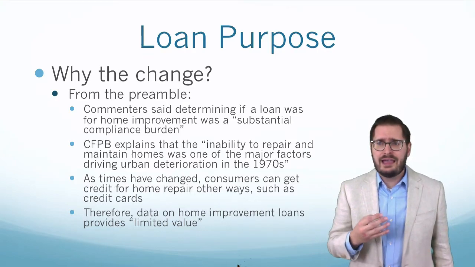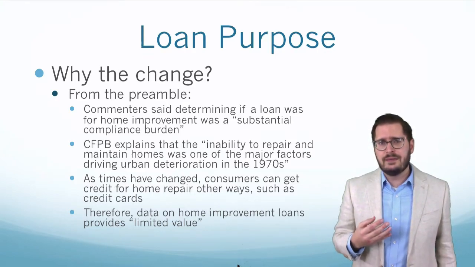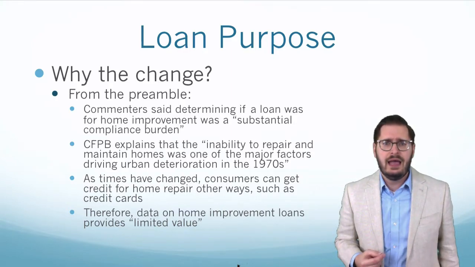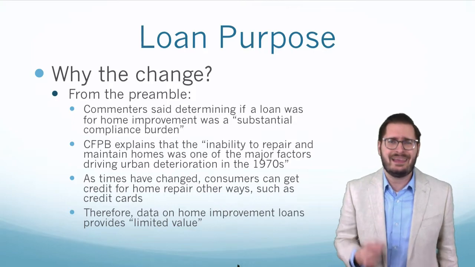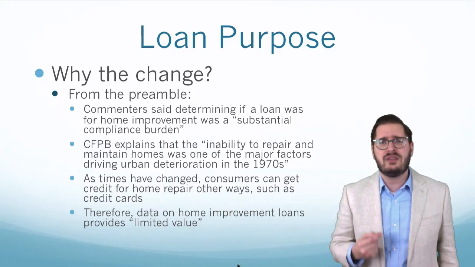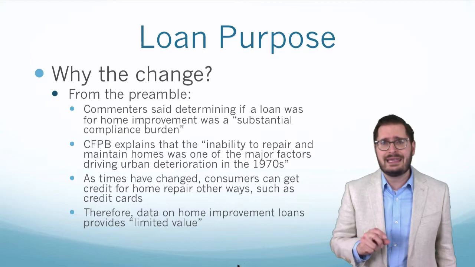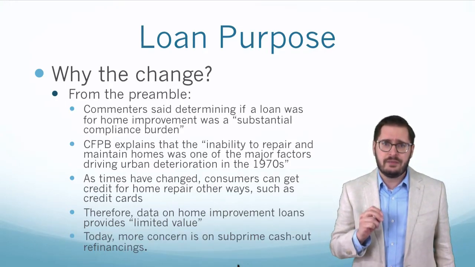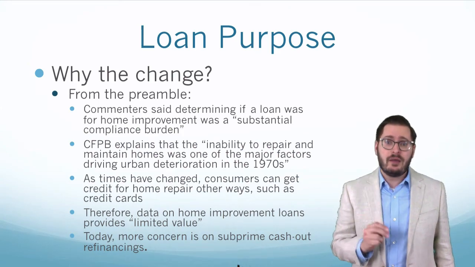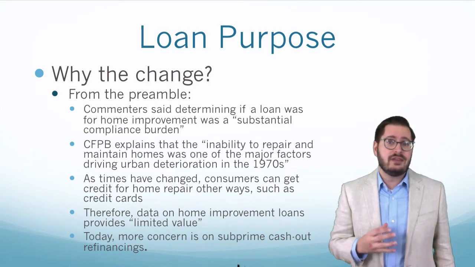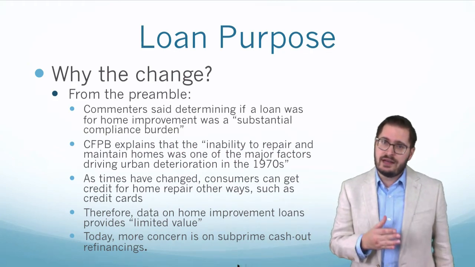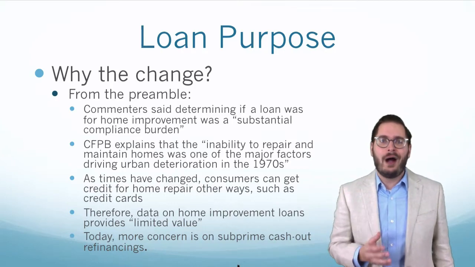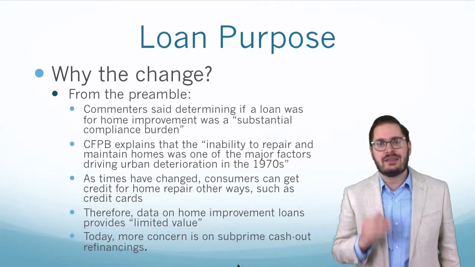And in fact, in 2012, of all of the reportable loans, home improvement only comprised 4%. And they found that to be of very limited value. And what they found was the better value was in whether or not a cash out refinancing was reported, because they're seeing some major concerns right now with subprime loans that are often cash out refinances. A lot of cash out refinances are subprime loans. So that's a little tidbit as to why the rule has changed and why they changed that hierarchy.